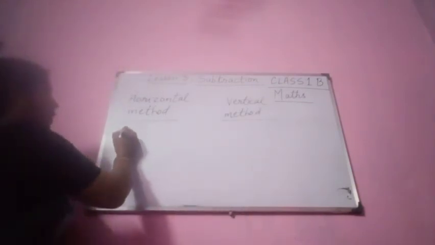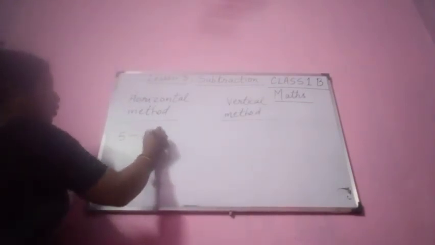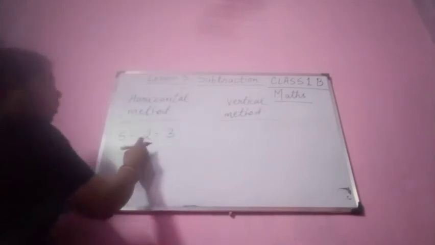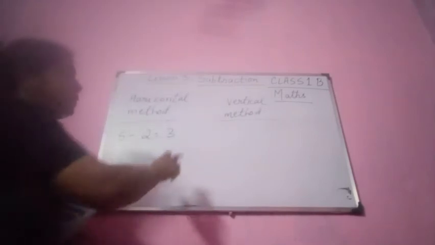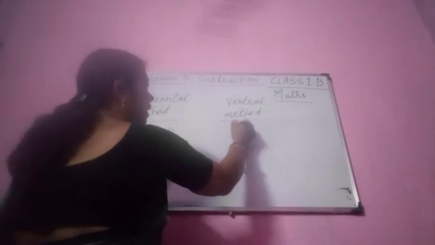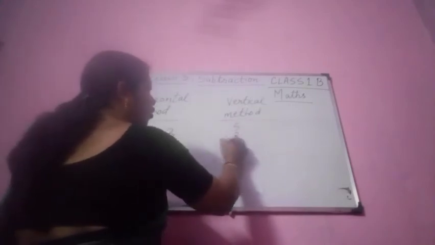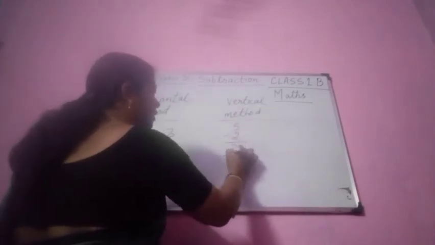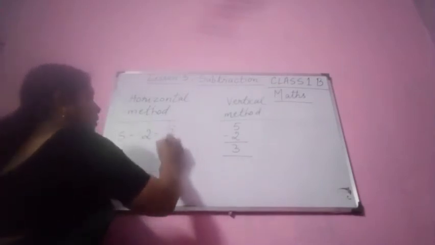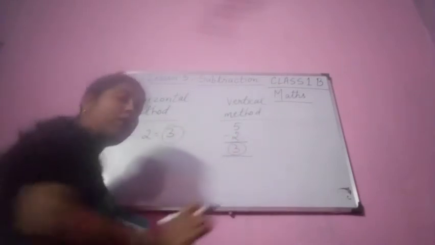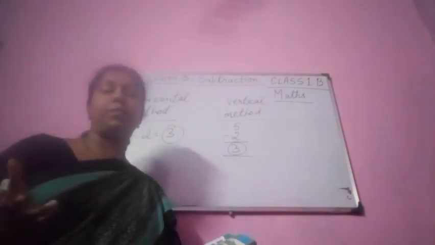Now you see, if I write down here 5 minus 2 equal to 3. This is the horizontal method when I am writing in this way. And if I write down the same thing, 5 minus 2. Okay, so what will be the answer? The answer will be 3. So the answer will remain the same whether I do the math in vertical method or horizontal method. The answer will be the same.